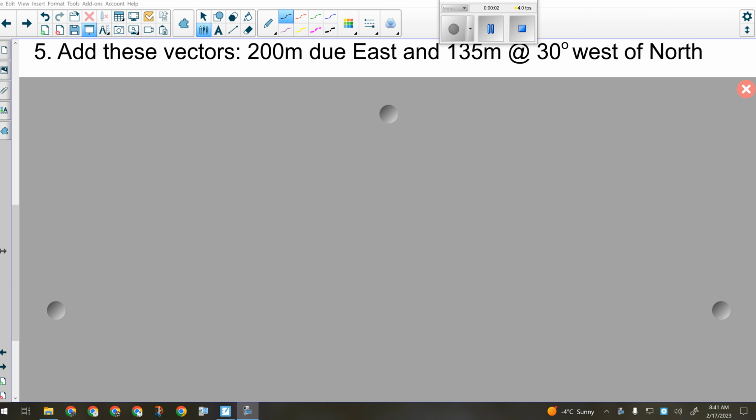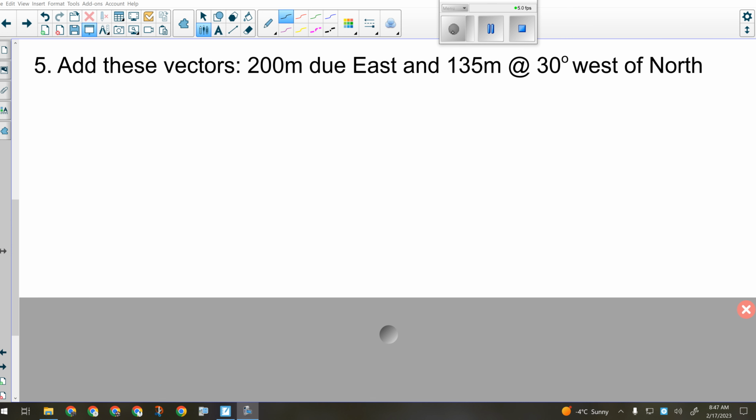Okay, so we're going to try question number 5. Just the stuff we've been doing. This is another one that is an exam level question. It's the kind I would put on a unit exam. Okay, so if we're looking at our diagram here, we got 200 meters due east.